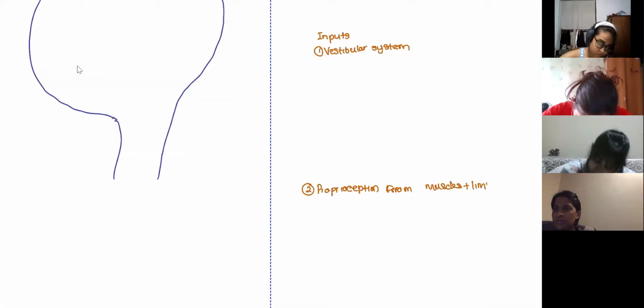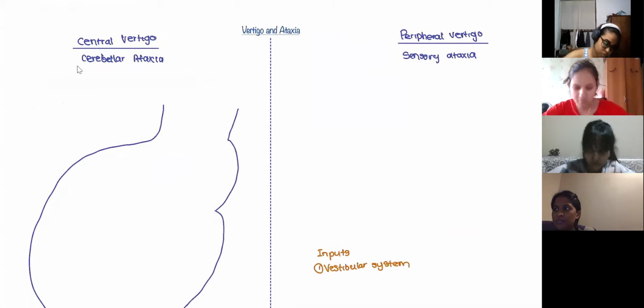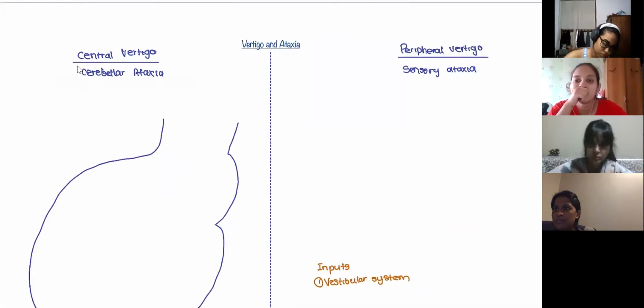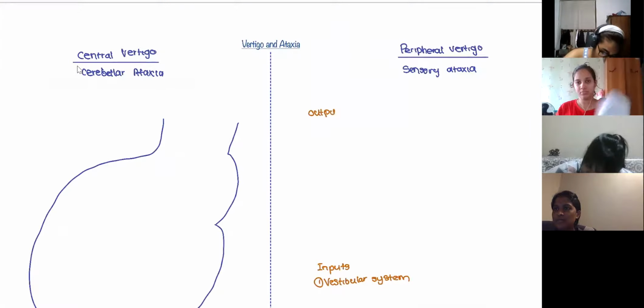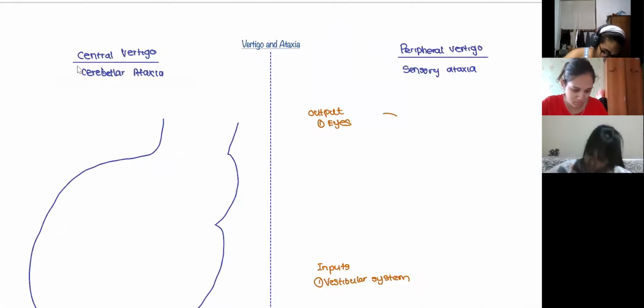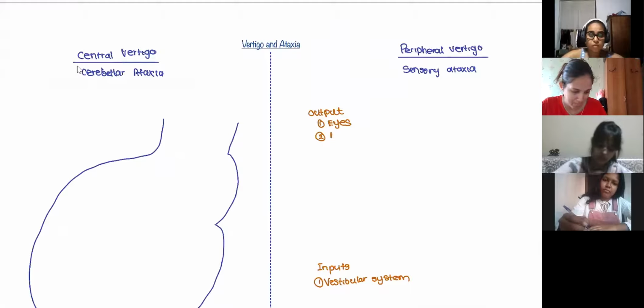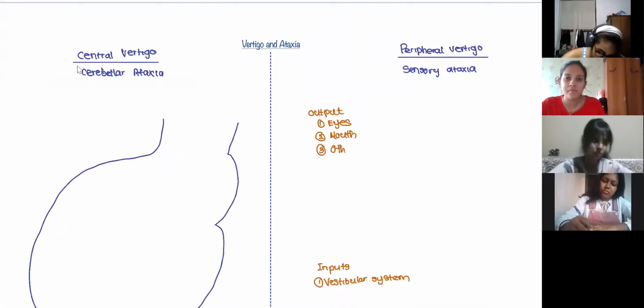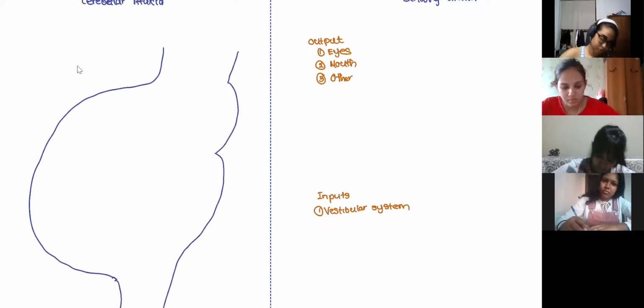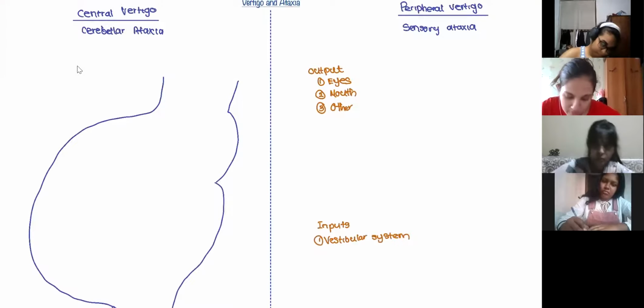Now we are in the clinical area part of our lesson. This is the clinical part. And we have our output, which is, I want to highlight this: eyes, mouth, and other. Okay. Do you guys understand this?